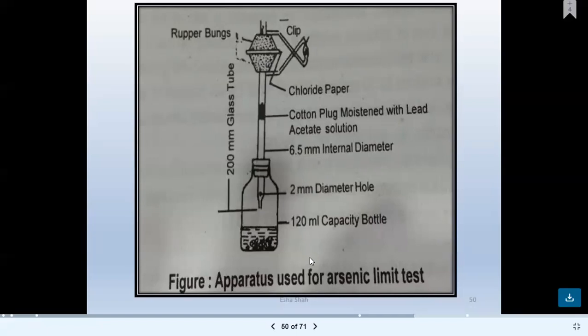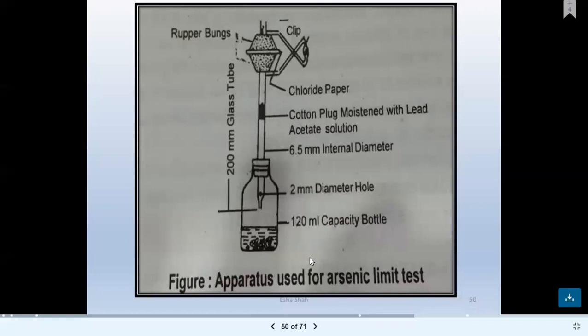We are going to perform it in a special apparatus, that is Gutzeit's apparatus. The same procedure we are going to repeat for the standard one. Only the difference will be the presence of the substance. The standard contains a limited amount of arsenic impurity, which is tolerable. In the test, we don't know the amount of impurity present. We are going to compare it with the standard one.